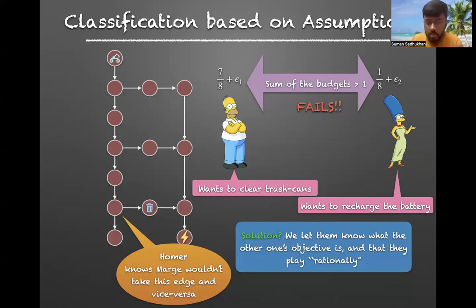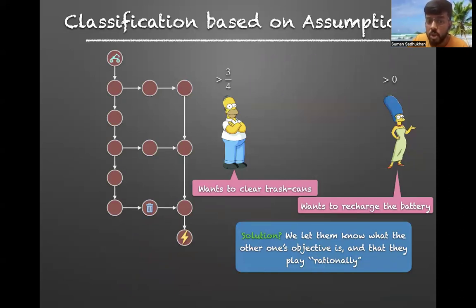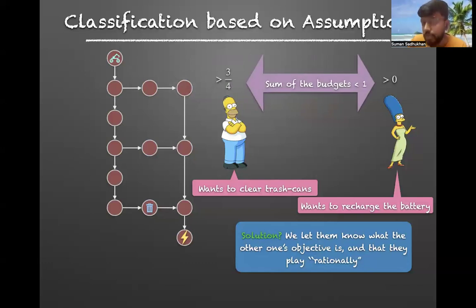Because this is the case here, we can remove this kind of vertex from the game, and we can recompute the threshold budget, and if that turns out to be less than 1, we will say that, okay, if we let them know this amount of information to this player, the information being the other player's objective and the rationality behavior, then we can decompose their bidding strategies, so that both of their objectives will be satisfied.